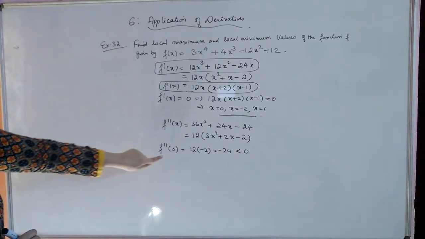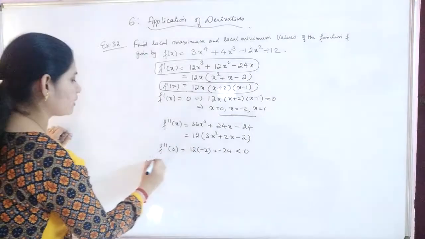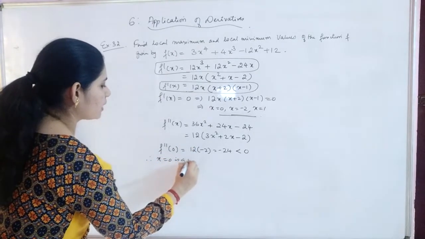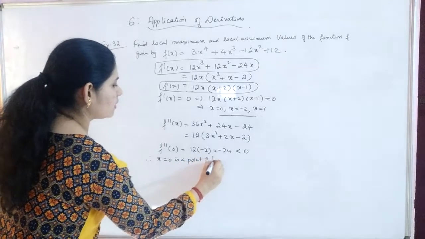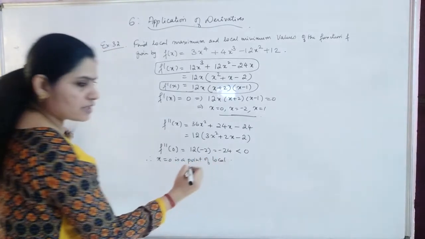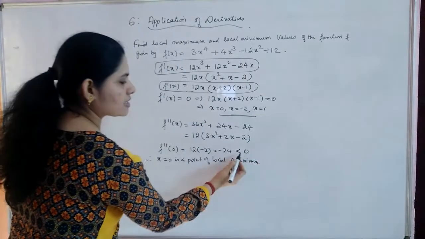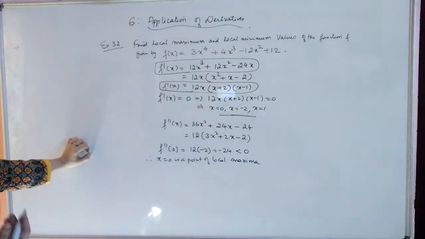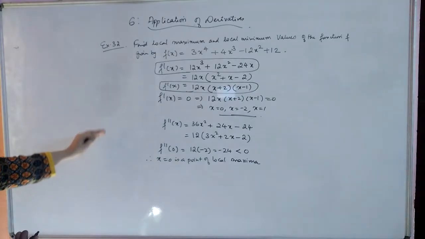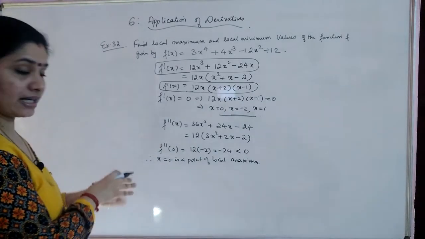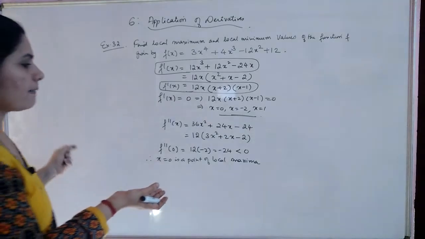Right? Now when it is less than 0, you can say that therefore x equal to 0 is a point of local maxima. Okay, when it is less than 0, it is a point of local maxima. Next thing, if you are getting greater than 0, then it is a point of local minima.